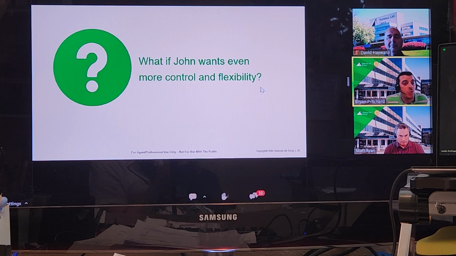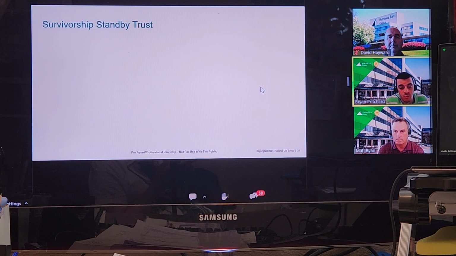What if John wants more flexibility, but he still wants to provide liquidity for those estate settlement costs and any potential estate taxes that are due? Well, there is a third solution, and maybe in this case, a more appropriate solution given the goals and objectives that we just learned.